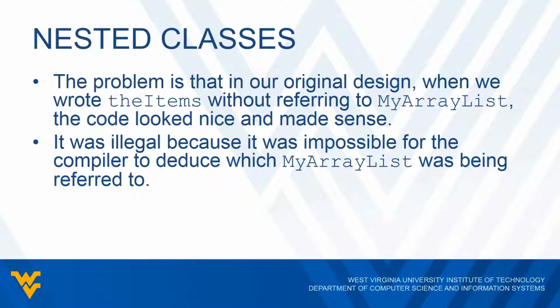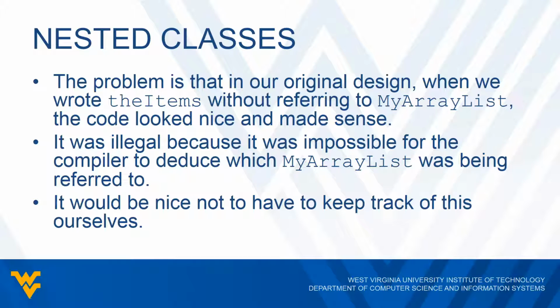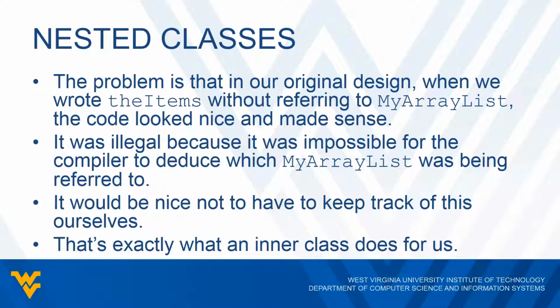So it would be nice if we didn't have to keep track of this ourselves. Because by using the nested class approach, it's a little bit more complex. We have to be very specific about which object of the myArrayList class we're referring to. And it would be nice if we didn't have to do this, and it could be done automatically. And this is where we can take advantage of the inner class. The inner class does this for us.